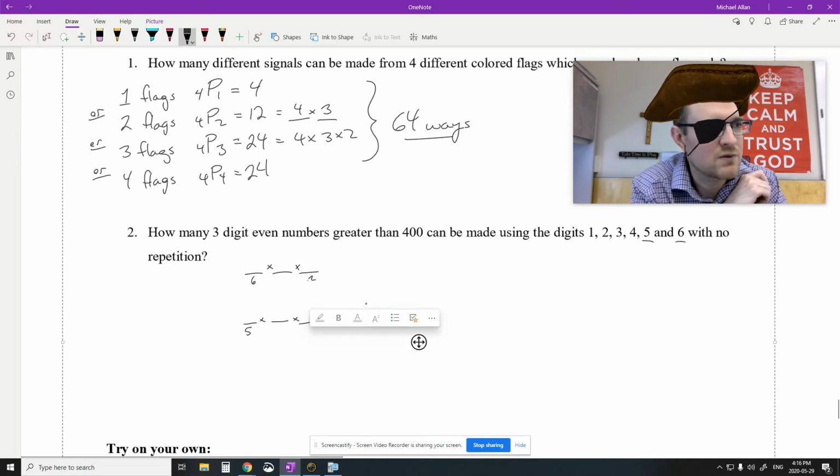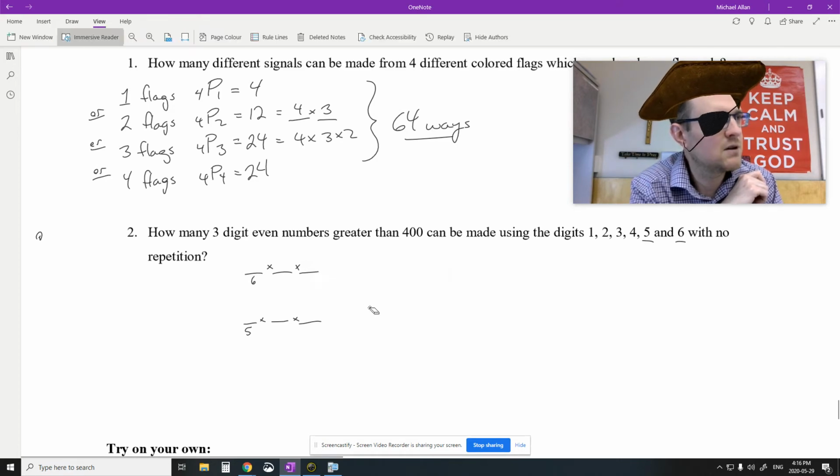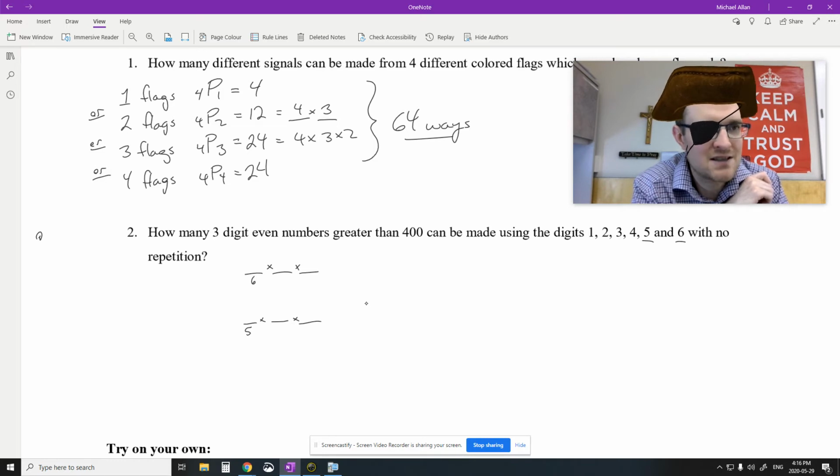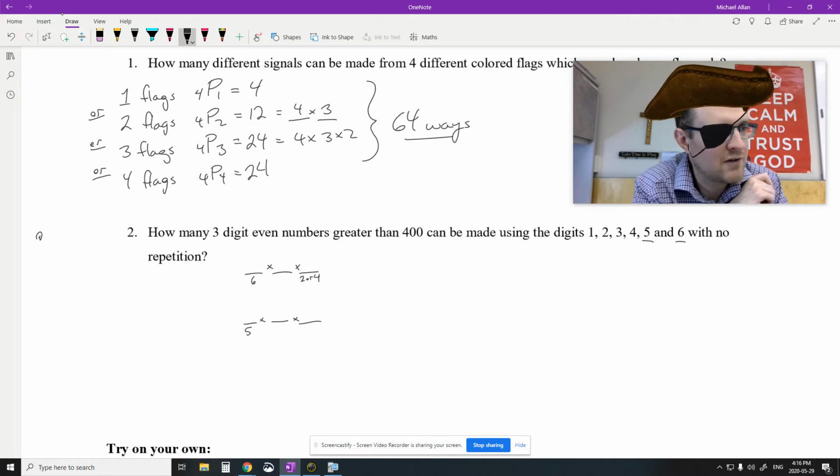I'll actually write them all down, right? Now if I pick a 6 there, this could be a 2 or a 4. If I pick a 5 here, this could be a 2, 4, or 6, right?